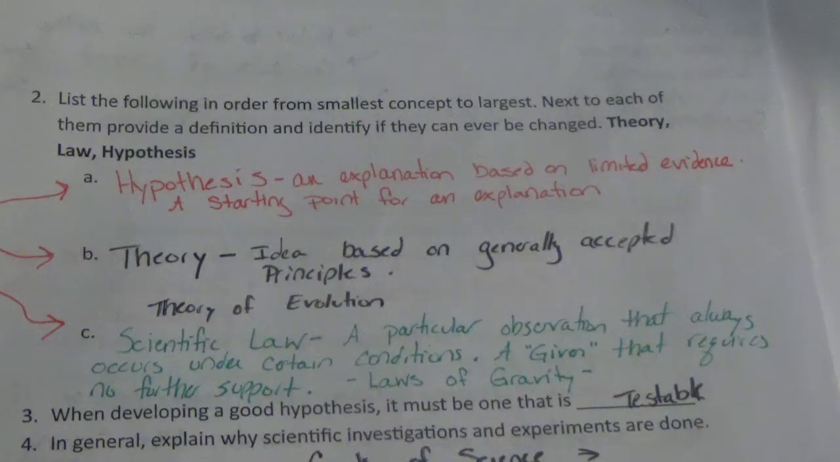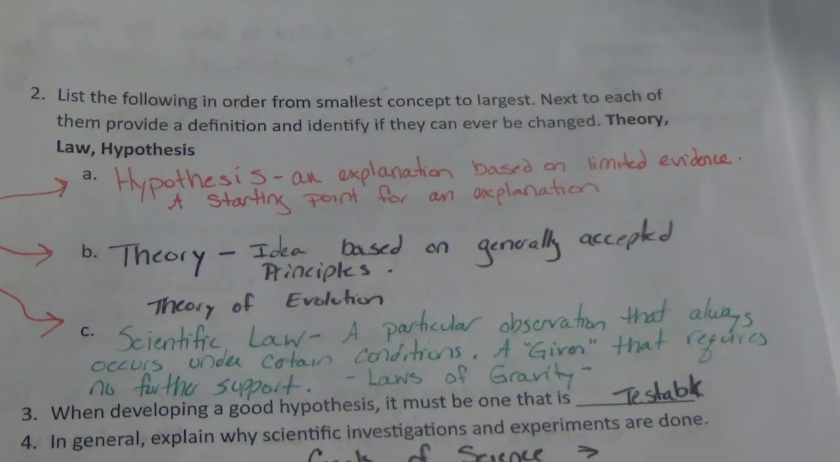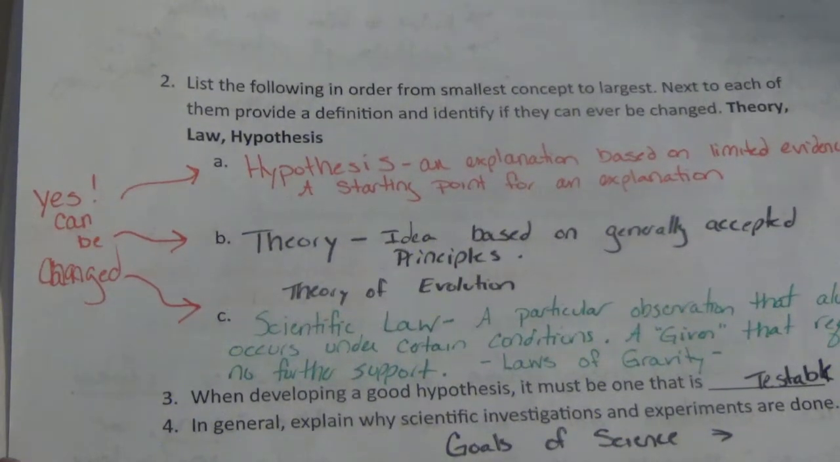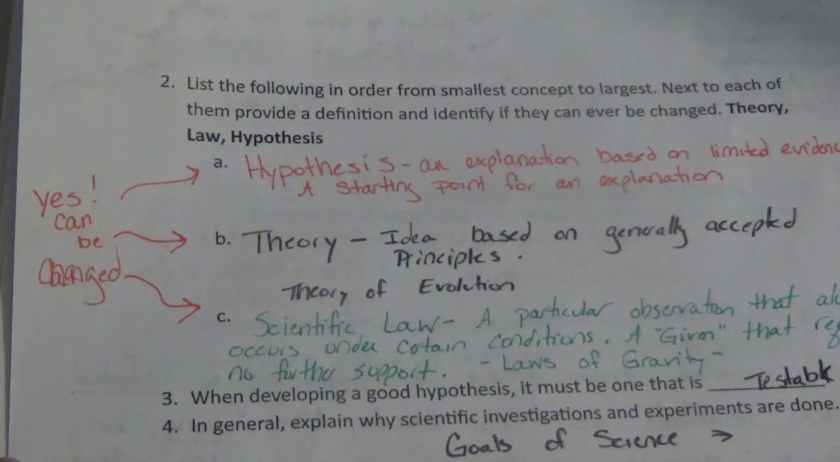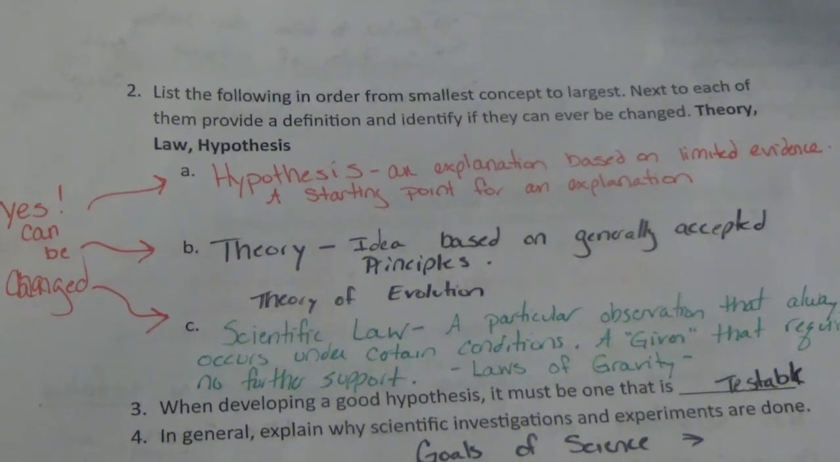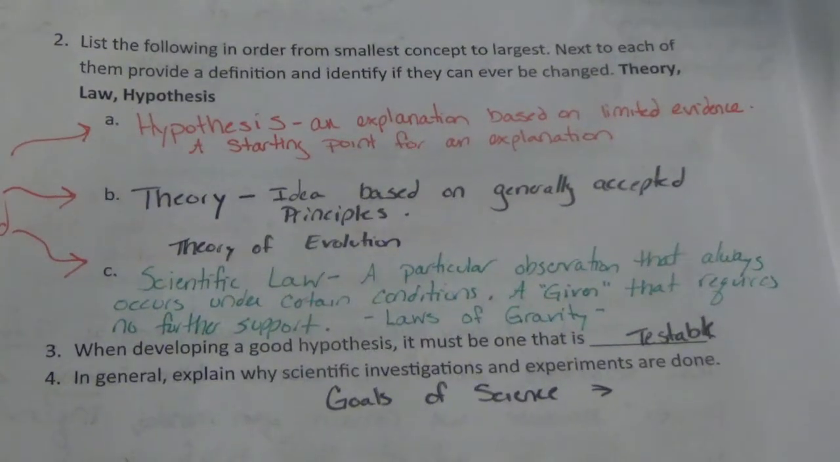A law is a particular observation that always occurs under certain conditions. It's kind of a given that requires no further support. So, for instance, the law of gravity. The second part of the question here is, can these ever be changed? And the answer is yes. Anything can be changed if new information is presented. So if the law of gravity ever fails you, then we have to throw that out and kind of start again. But any of these, a hypothesis, a theory, and a law, can be changed in the presence of new information.